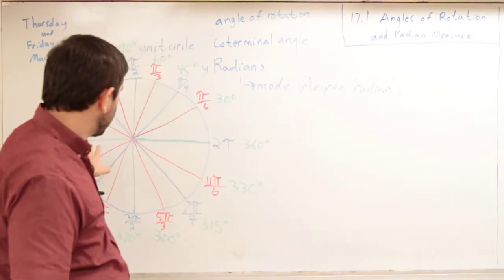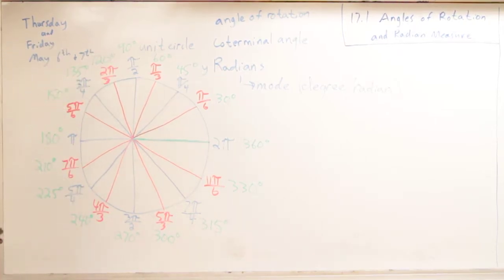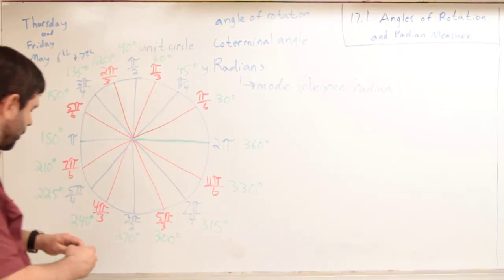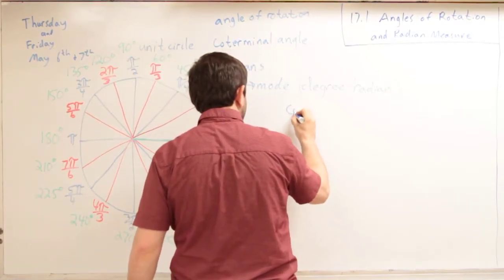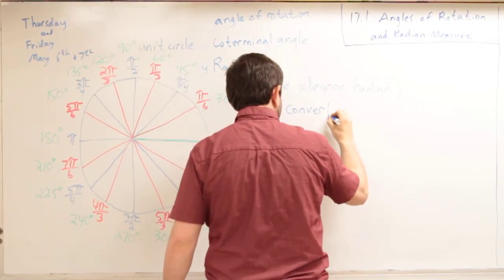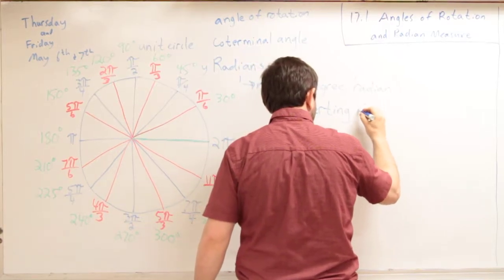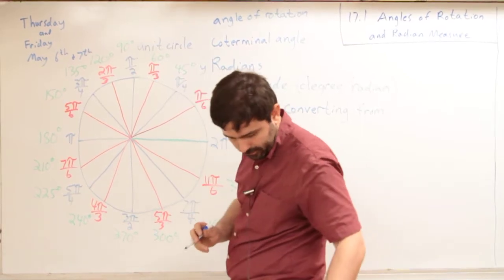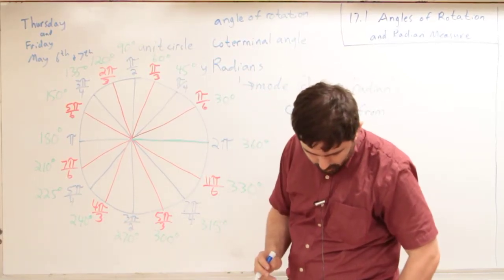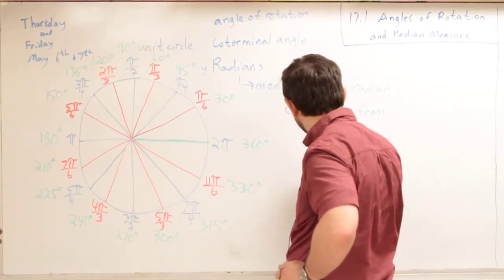So we can convert from radians to degrees and degrees to radians. So that's what we're going to do now. Converting from degrees to radians.